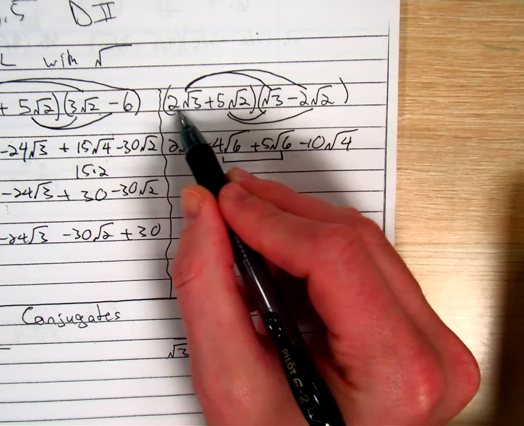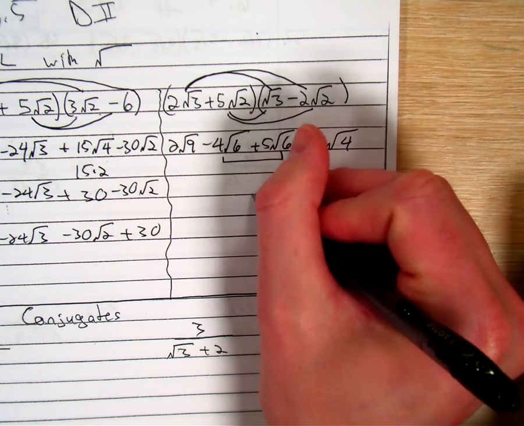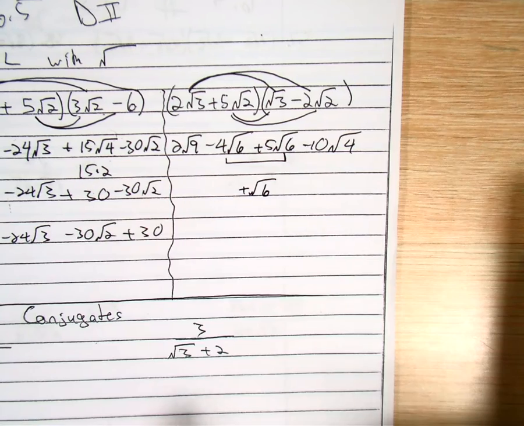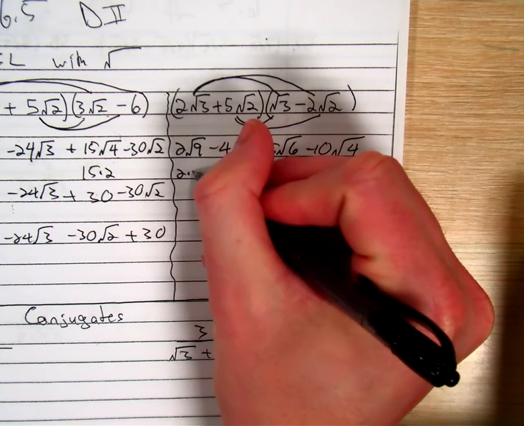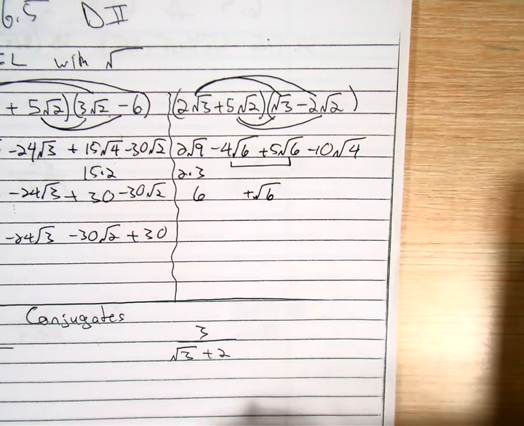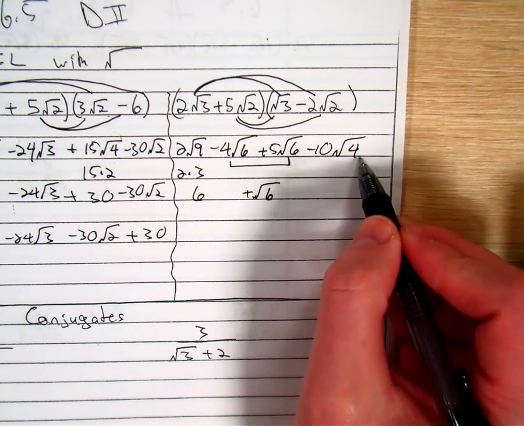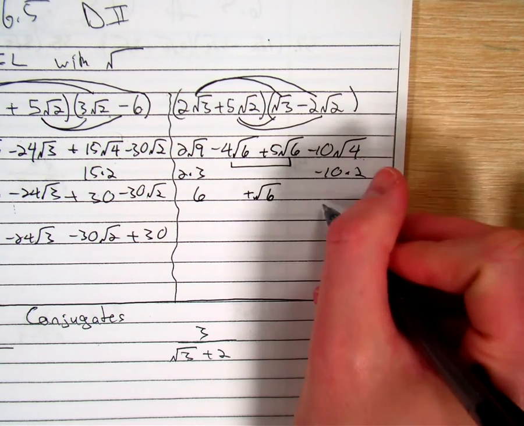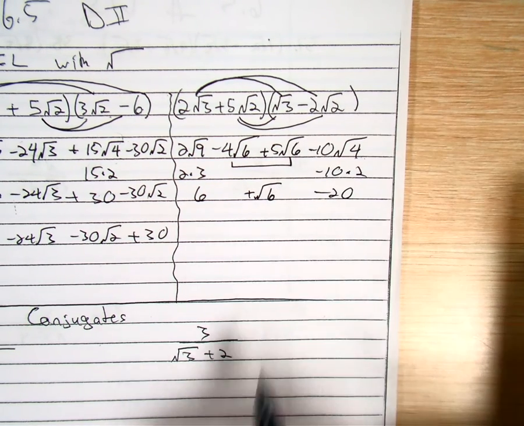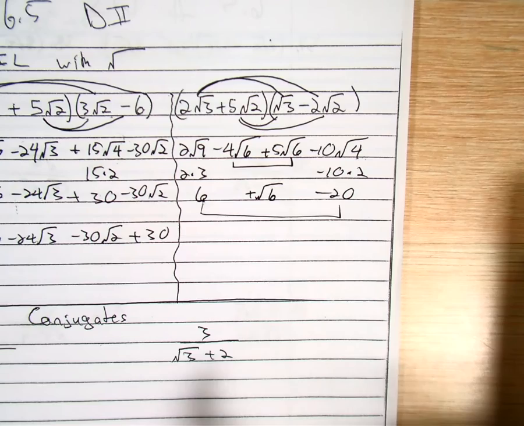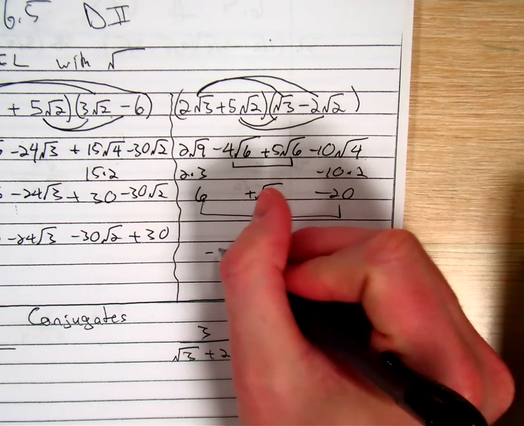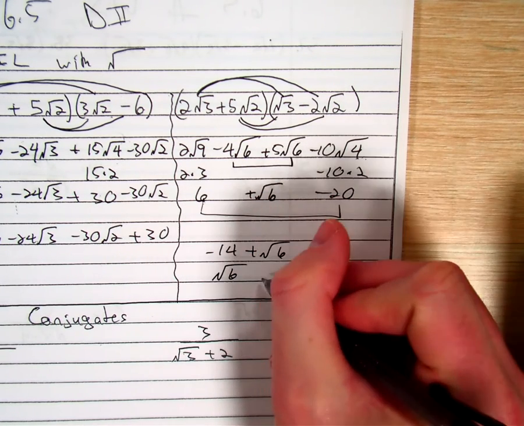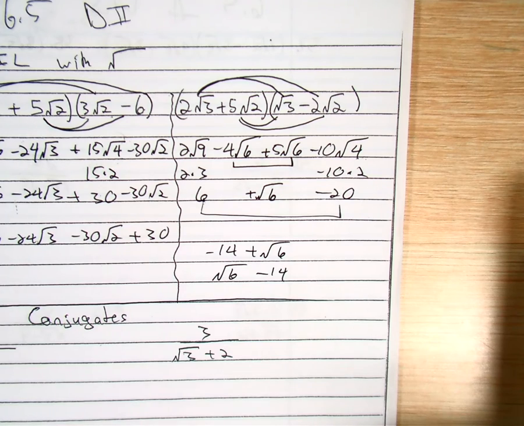5 radical 6, minus 4 radical 6, so we're just going to have a plus radical 6 in the middle. Okay, 2 times radical 9, well, the square root of 9 is 3, so that's going to be a big 6. And then we have square root of 4 is 2. Negative 10 times 2, we got minus 20. We can put the 6 and the minus 20 together. We got minus 14 plus radical 6, or you could go the other way around, radical 6 minus 14.